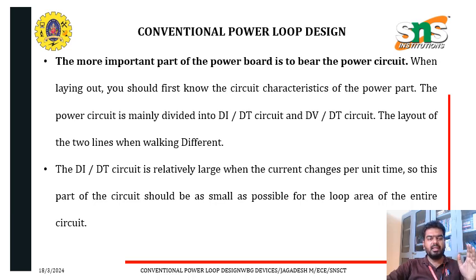In the dI/dt circuit, the current changes relatively largely per unit time. So the loop area of this part of the circuit should be as small as possible. Though we have both dI/dt and dV/dt, the dI/dt circuit has a large current change per unit time, so this should be considered mainly.